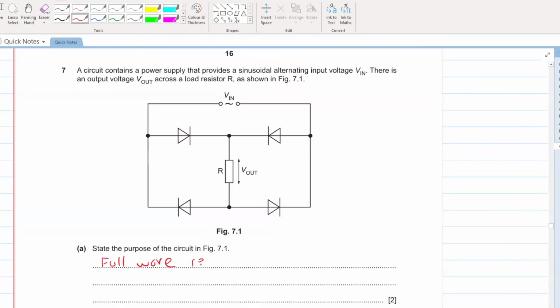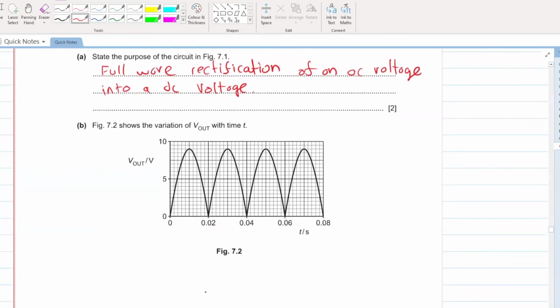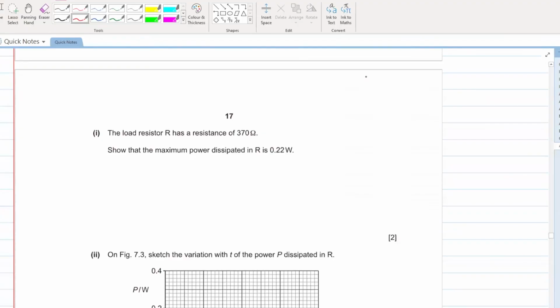Full wave rectification. Rectification of an AC voltage into a DC voltage. This is the purpose of this circuit. Let's further move ahead. Figure 7.2 shows the variation of the output voltage with time. Perfect. Output voltage versus time का आपको ग्राफ given है. The load resistor has a resistance of 370 ohms. Perfect. This is your resistance.